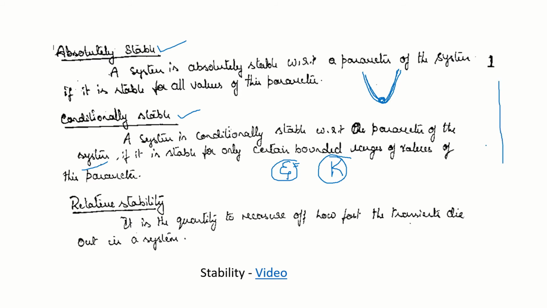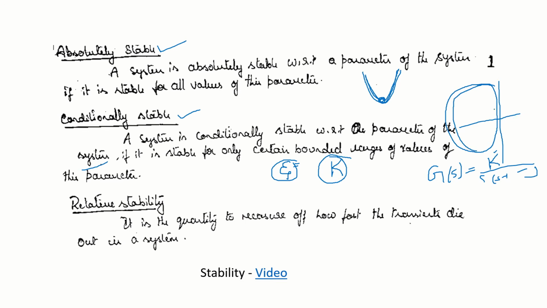So there are systems where, suppose the open loop transfer function of the system is k divided by s into s plus 2, s plus 3, like this. For whatever be the value of k, the roots always lie on the left hand side. Then it is absolutely stable.